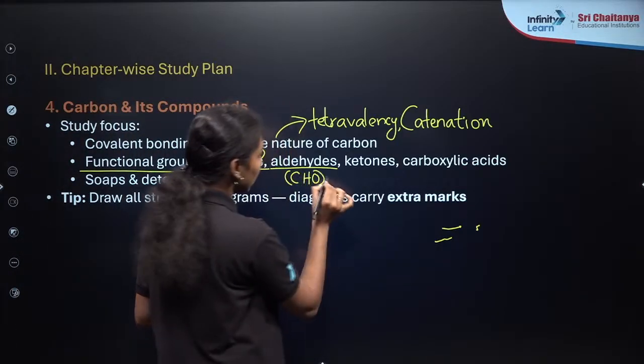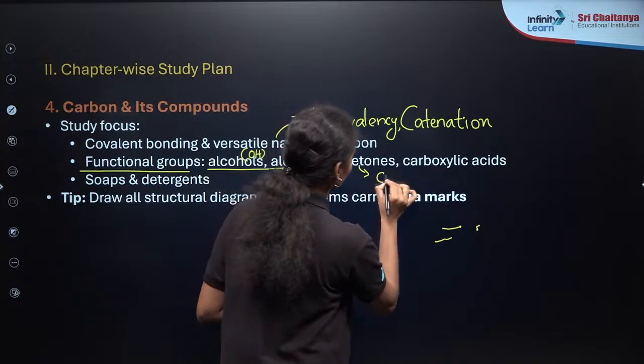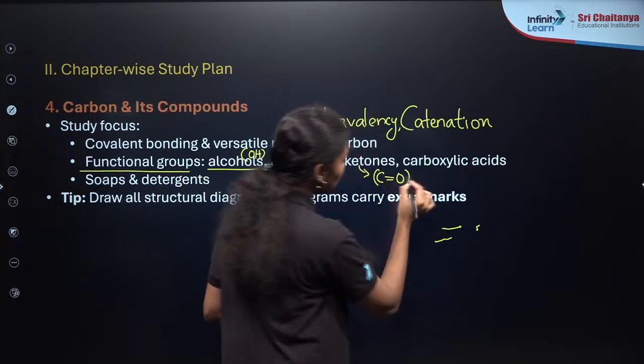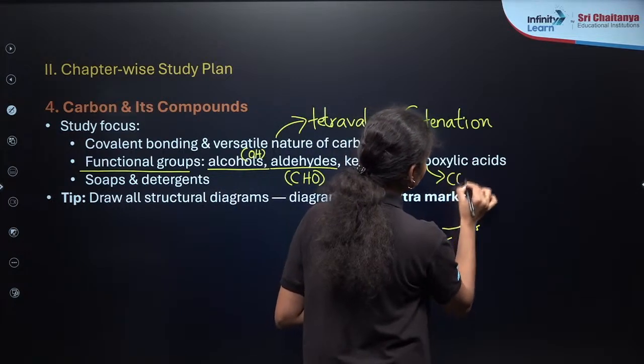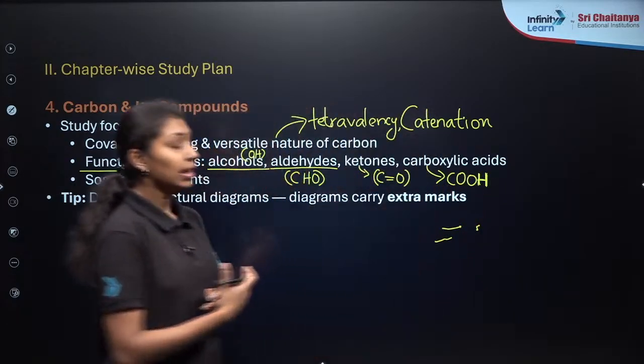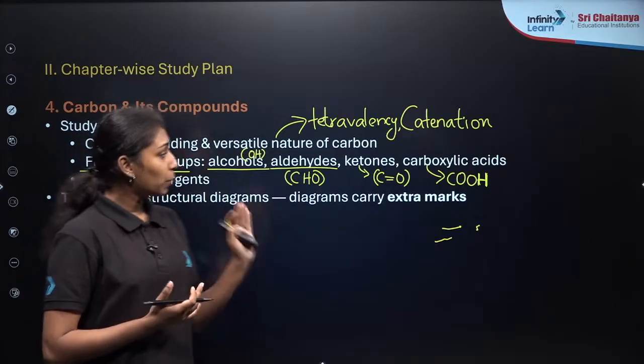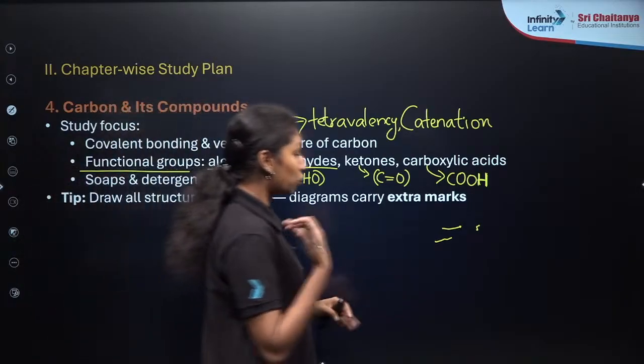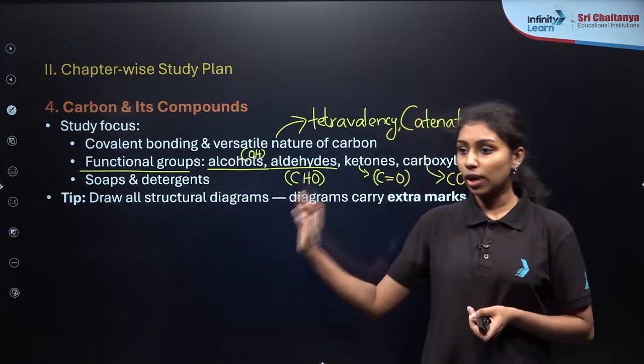And what about ketones? Ketones means C double bond O group. Then the last one is the carboxylic acid, COOH. So depending upon the different functional groups, we have already discussed the chemical properties as well as the chemical reactions. And we have already discussed the IUPAC naming of these particular functional groups, right?